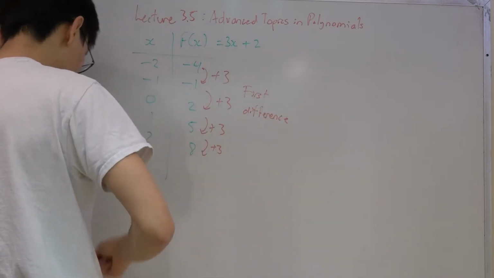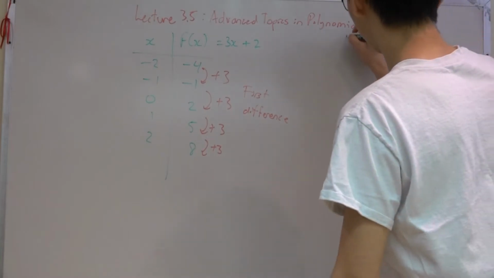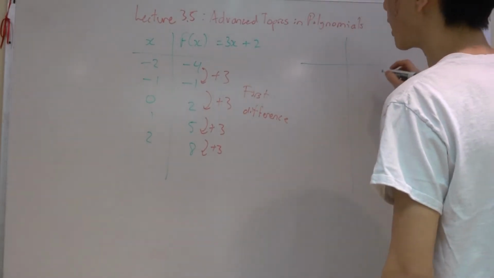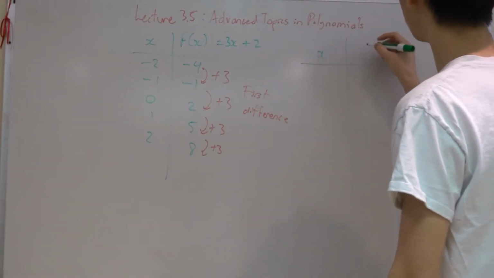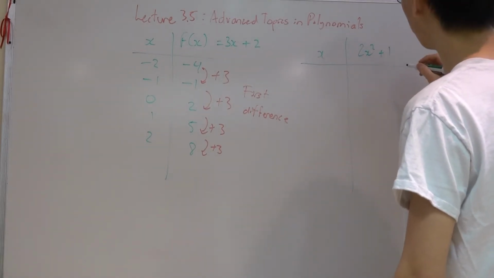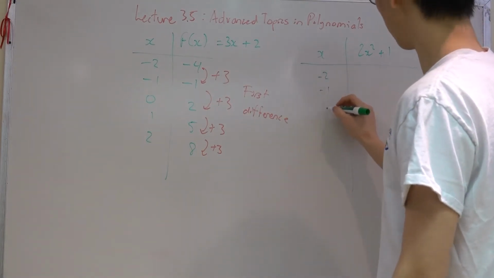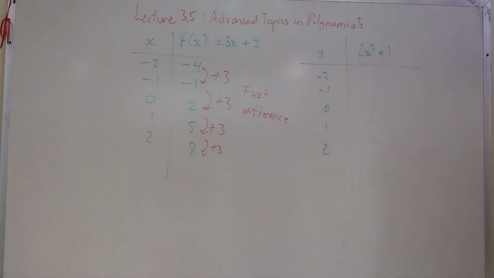Okay? Now, I want to look at a more difficult example. Of course, that is a quadratic. Let's tackle a simple quadratic like 2x squared plus 1, okay? And see what happens when we try the exact same procedure. So we are going to put -2, -1, 0, 1, and 2. Of course, you can check that this function is even, so whatever numbers I put here will just be mirrored over here. If you don't believe me, you can try it out for yourself.